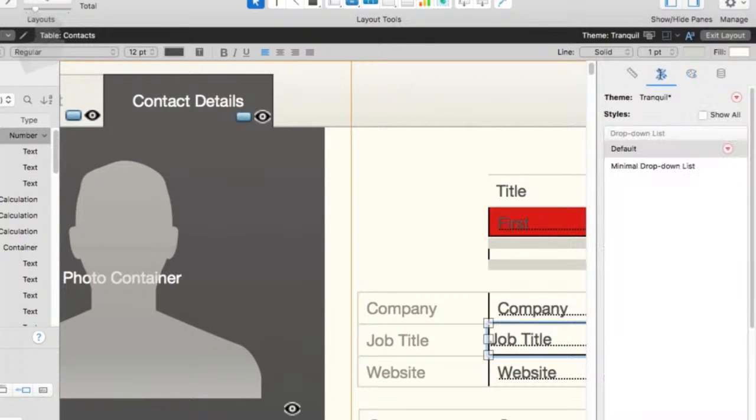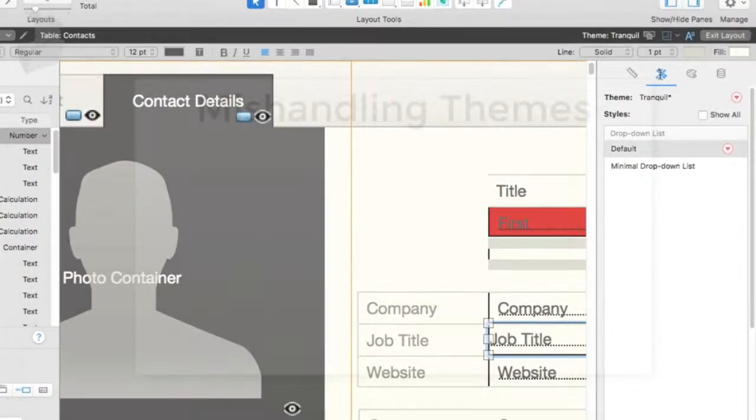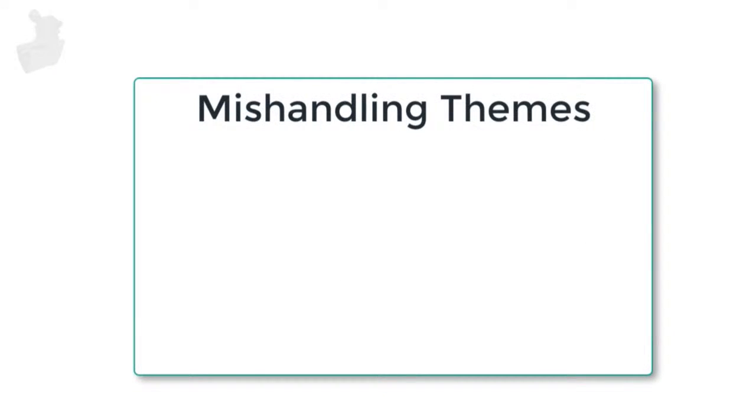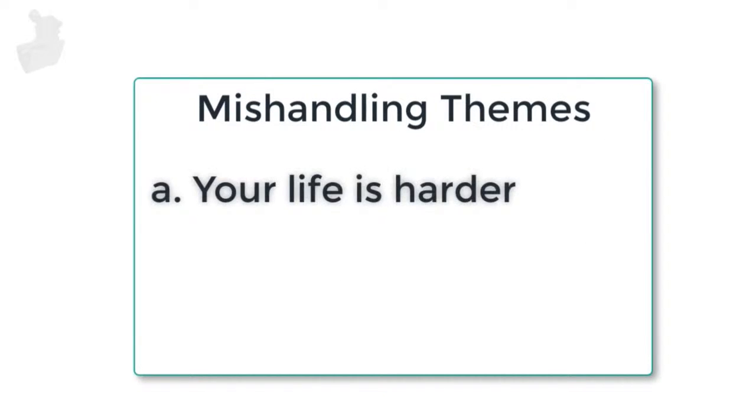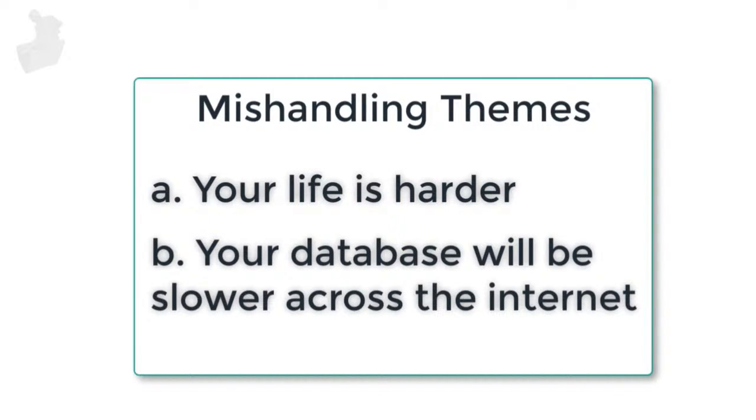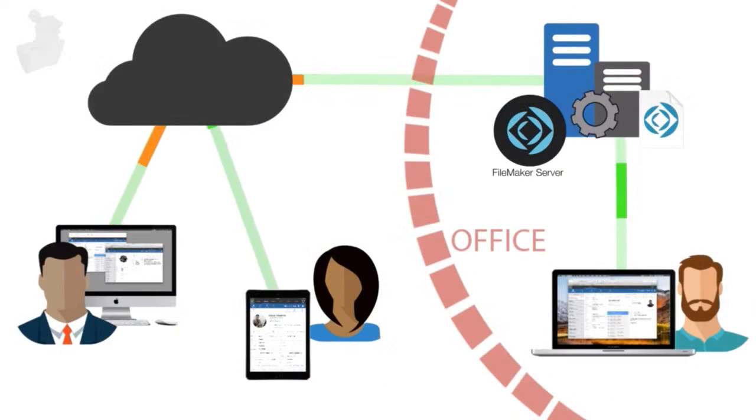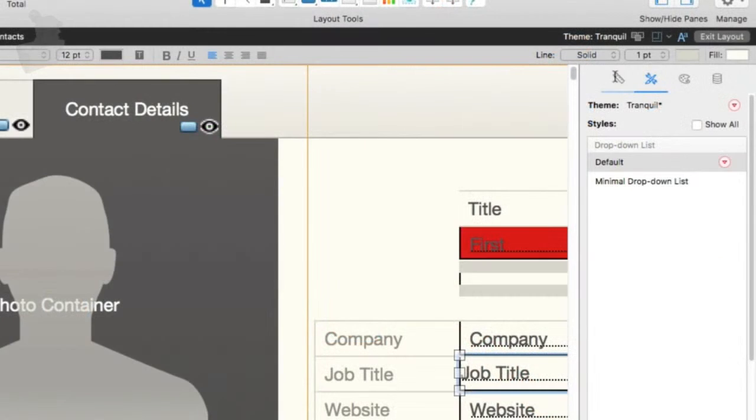Jumping over here to themes and styles. Handling themes and styles correctly will make your life easier in terms of building an interface. If you mishandle themes and styles, what you're going to find out is that A, your life is harder, and also the performance of your database will be slower across the internet. If your server is in location A, you're accessing it across the internet. If you handle themes and styles correctly, watch our videos later on. It will explain why doing this correctly will improve the performance of your FileMaker application. Really, really important.